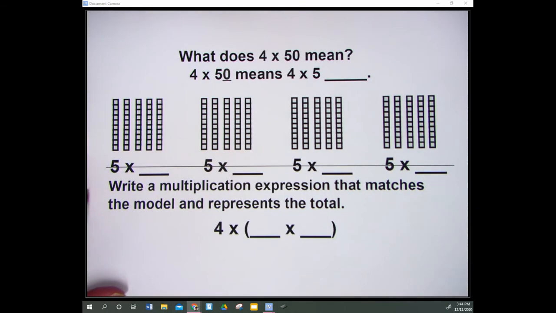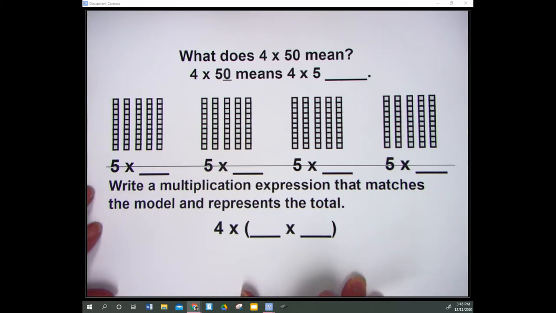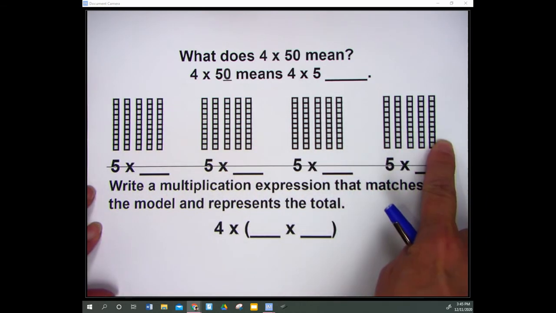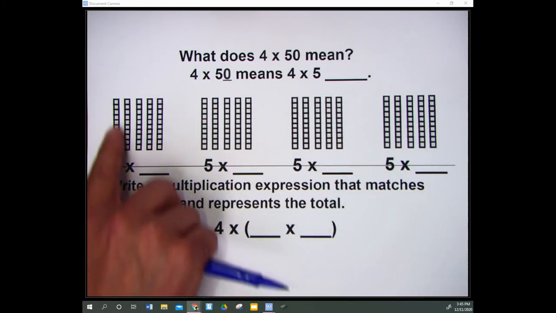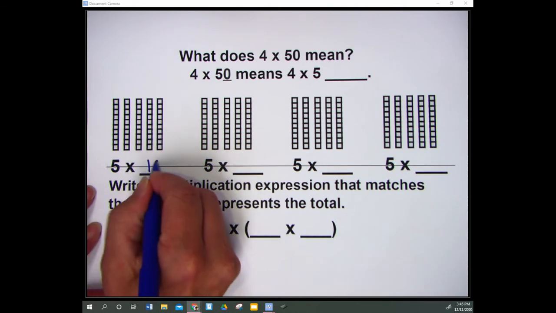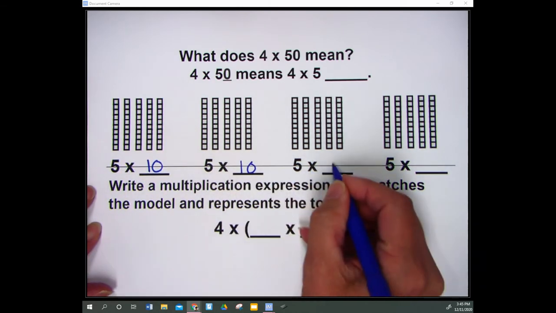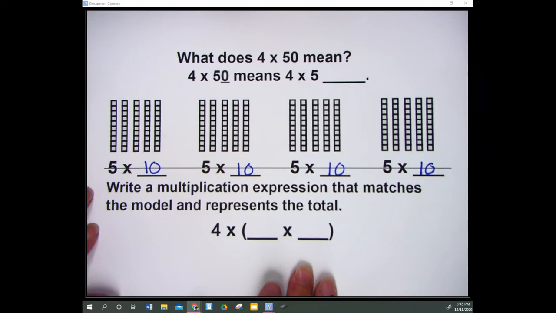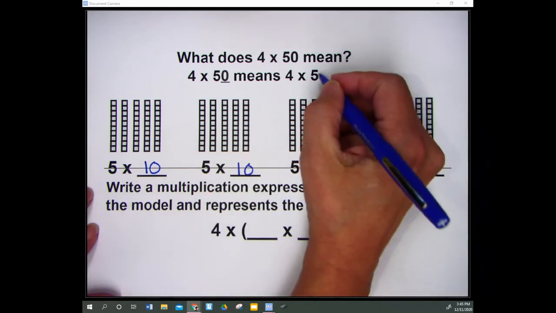All right, let's take another example. This is 4 times 50. What does it really mean when we have 4 times 50? Well, notice now we have 4 of these groups. Now, what are these groups? Well, each group is 5 of those tens rods. So 5 times 10, 5 times 10, 5 times 10, 5 times 10. Okay, what we have is 4 times 5 tens.